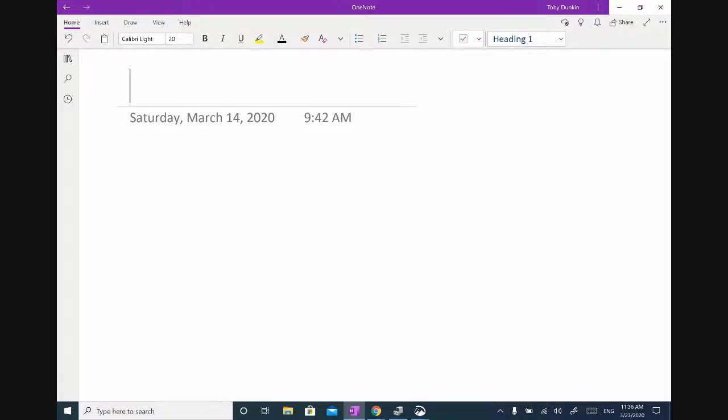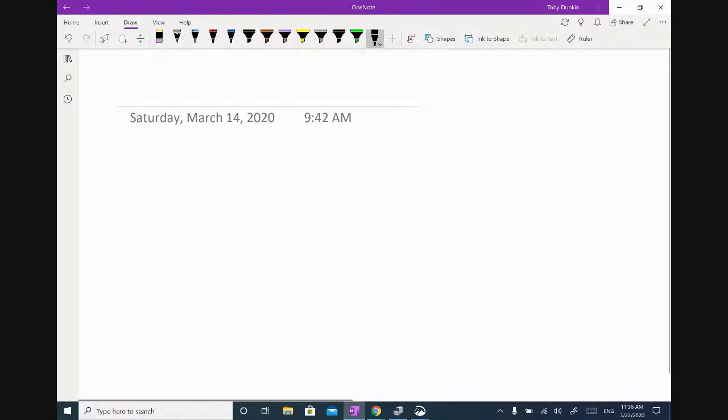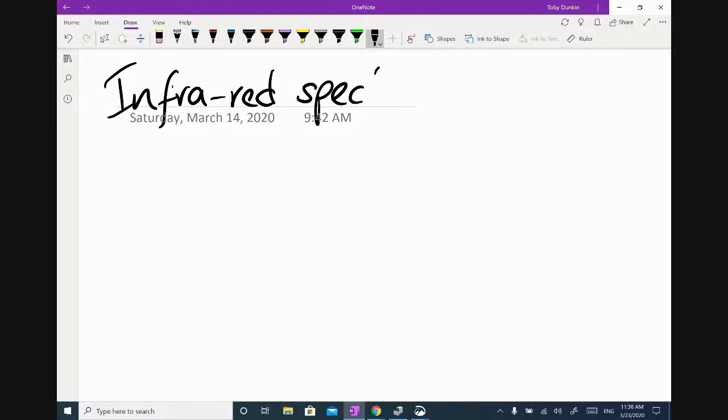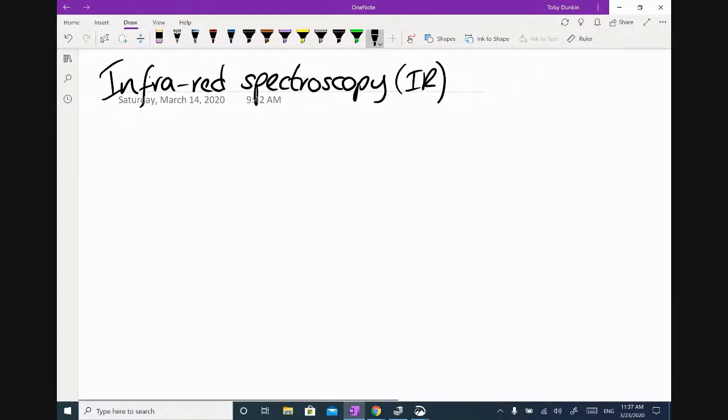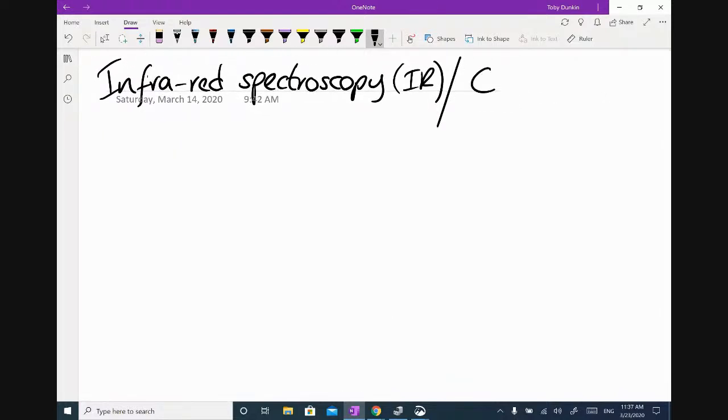Today we're going to be doing infrared spectroscopy, brackets IR. That's revision from AS in reality. And then I'm also going to be doing chromatography. I'm doing that properly. Okay.